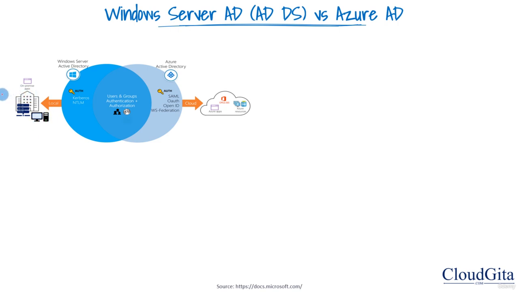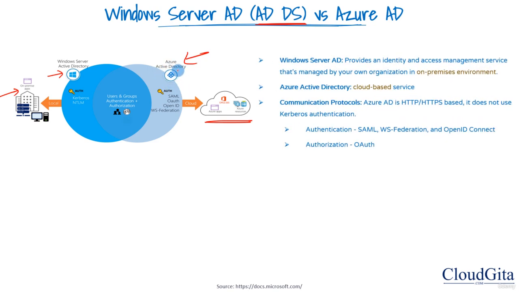If you have worked in an on-premises environment, you might have worked with Windows Server Active Directory, also called Active Directory Domain Services. This is a service which provides identity and access management for on-premises, for any physical or even virtual servers. When Microsoft moved to cloud, they launched another service, Azure Active Directory. This service also provides identity and access management, but it is a cloud-based service. Windows Server Active Directory is for an on-premises environment.